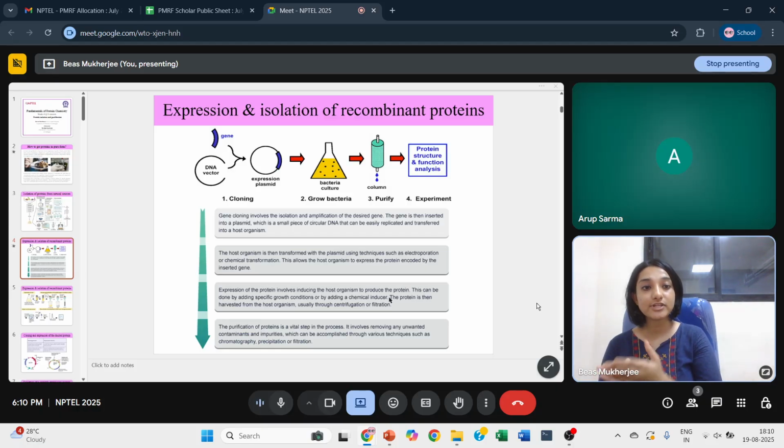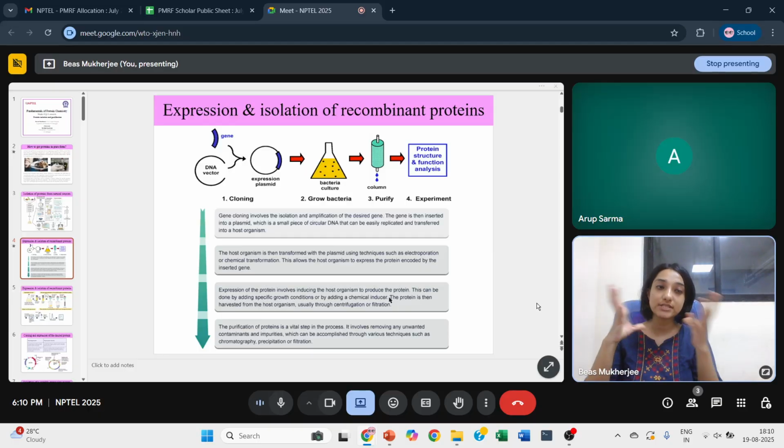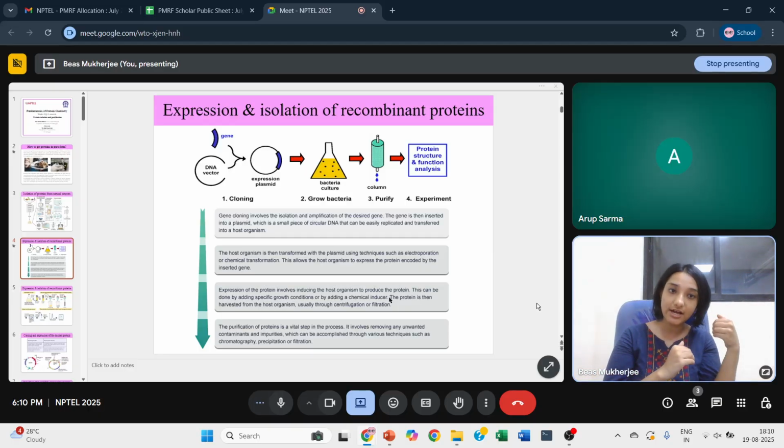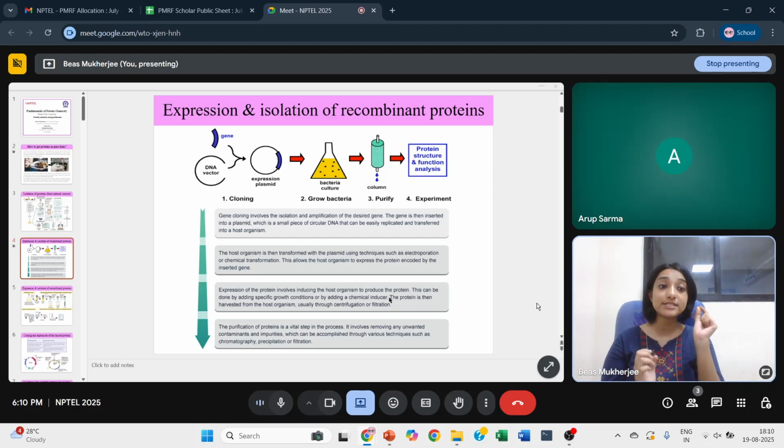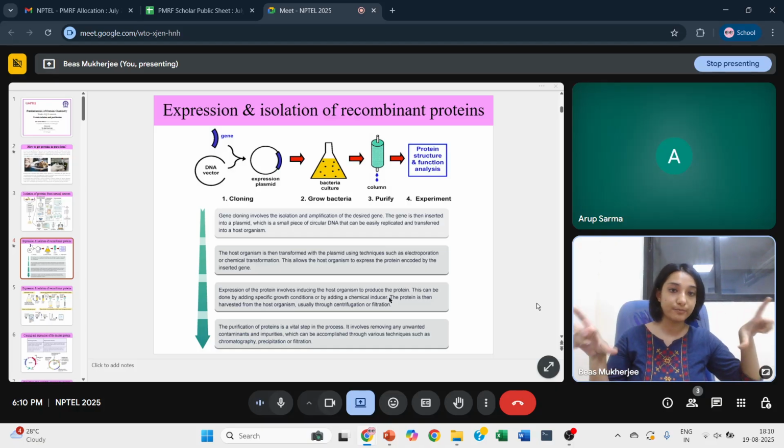Okay, and then after that, the bacteria is broken open using, let's say, sonication. So the cell wall is ruptured and all the contents are taken out, and then from those contents our specific protein of interest is isolated. That is the full procedure.